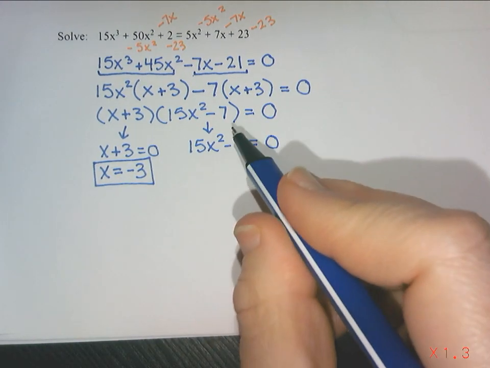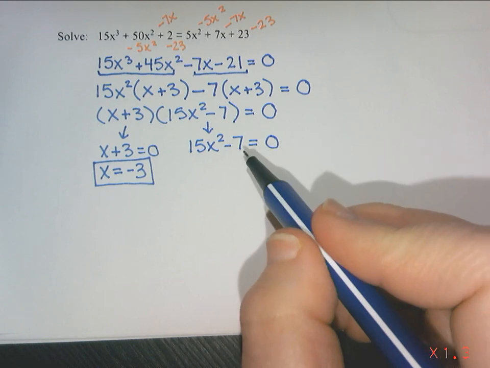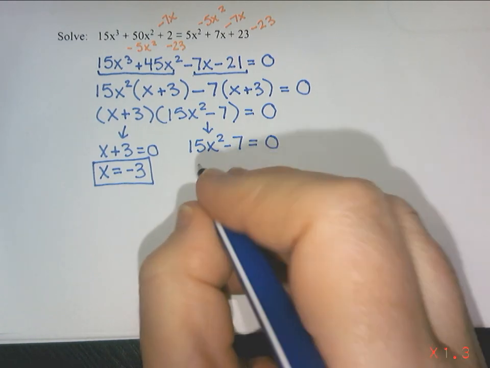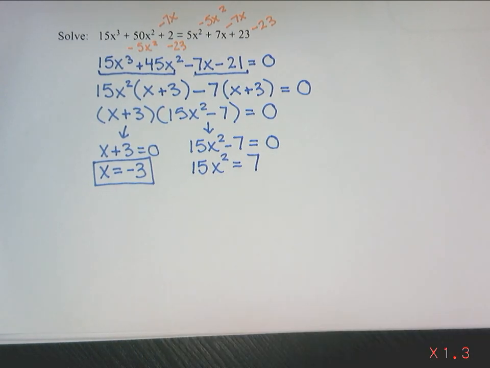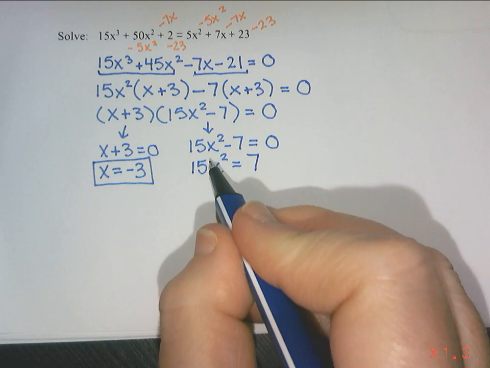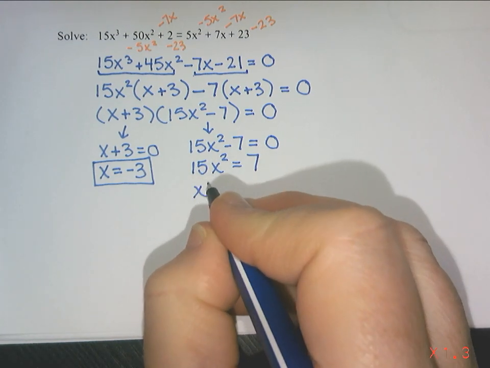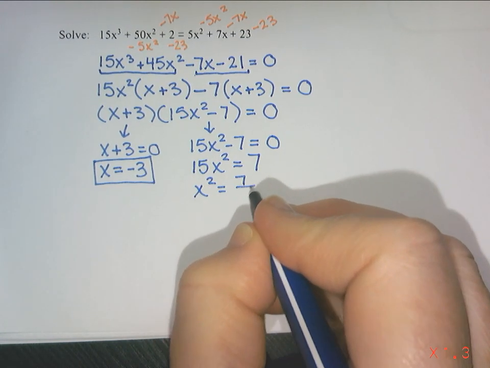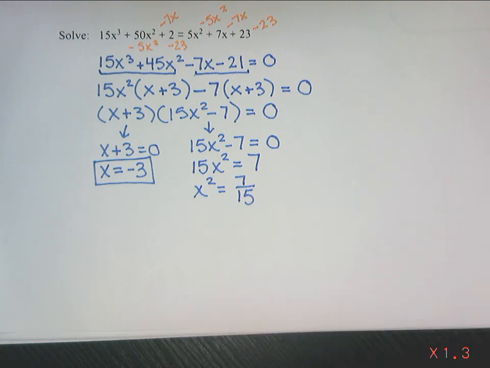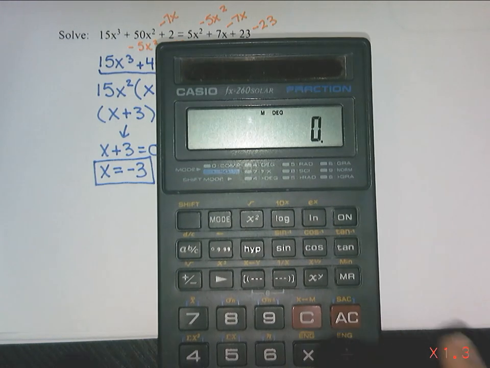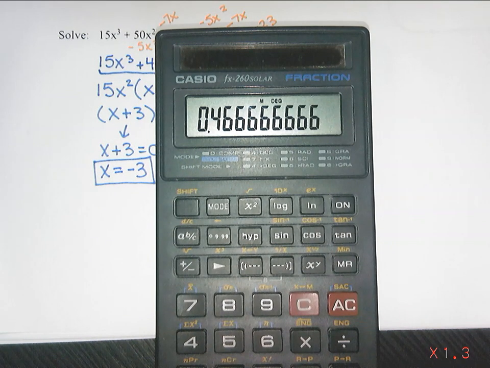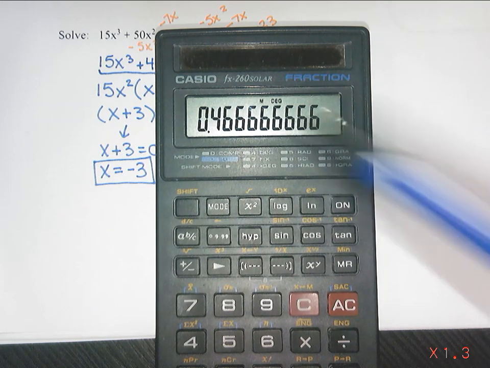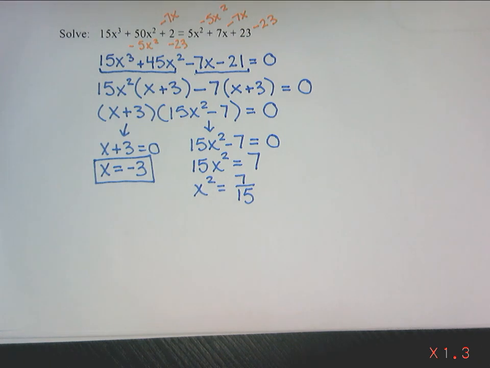This one here, 15x squared take away 7 equals 0. I'm going to add 7 to both sides. So I get 15x squared equals positive 7. And then I would divide by 15. So x squared is 7 divided by 15. Now I do like to check. It doesn't say anything in the question about using a decimal. But if it works out to be an exact decimal, meaning something I don't have to round, that's okay. Unfortunately, this is not an exact decimal. So I am going to leave it as 7 over 15.